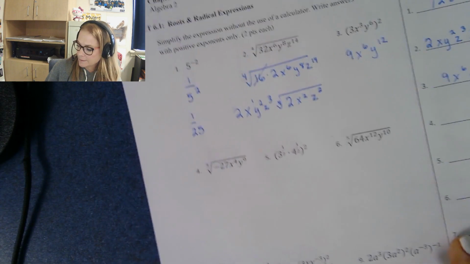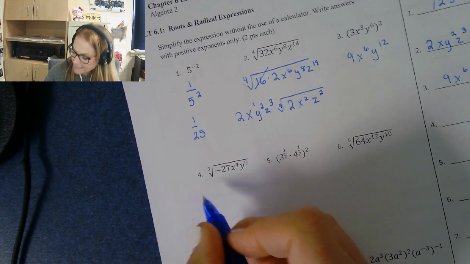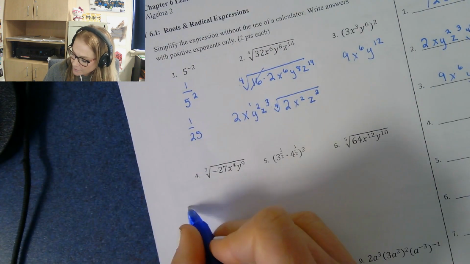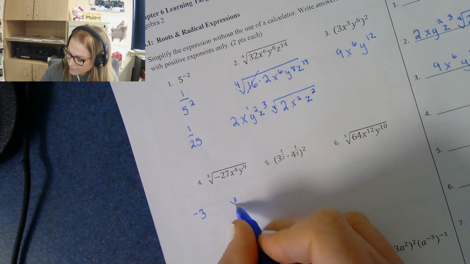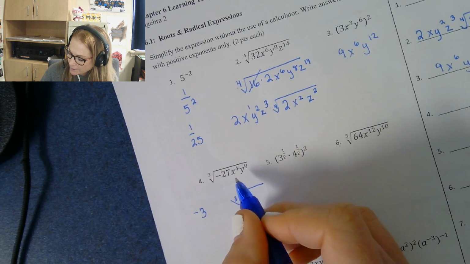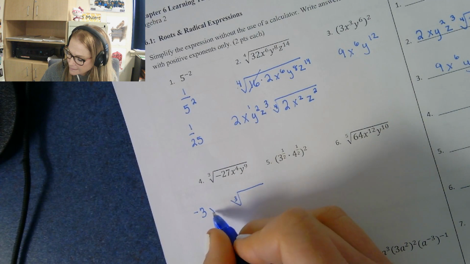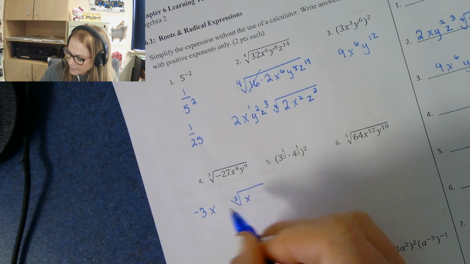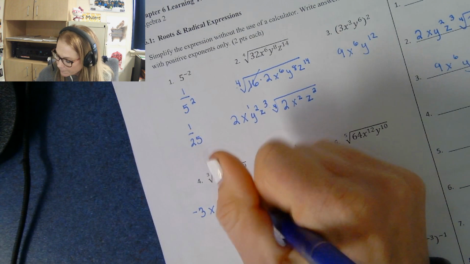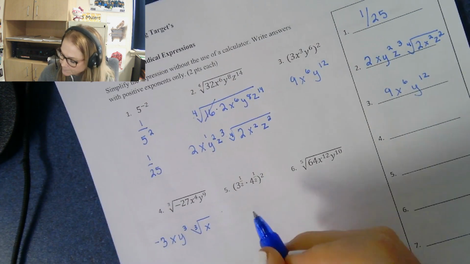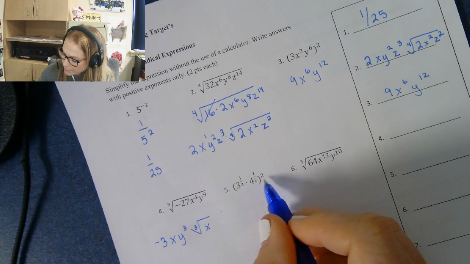Okay, the next one is the cubed root of 27, and so we can take the cubed root of a negative number, so that's negative 3. Okay, and then 3 goes into x to the 4th one time with 1 left over, and then 3 goes into 9 3 times. So there's that one.